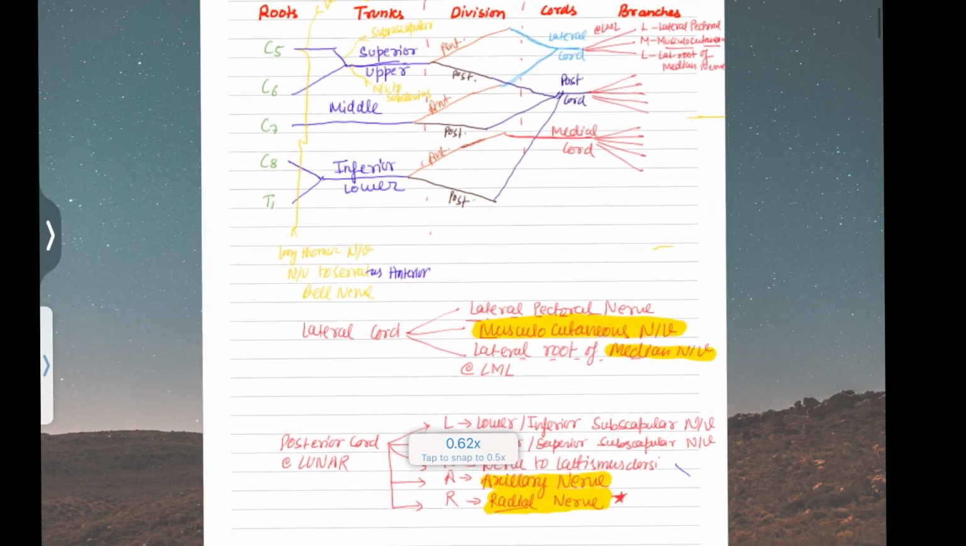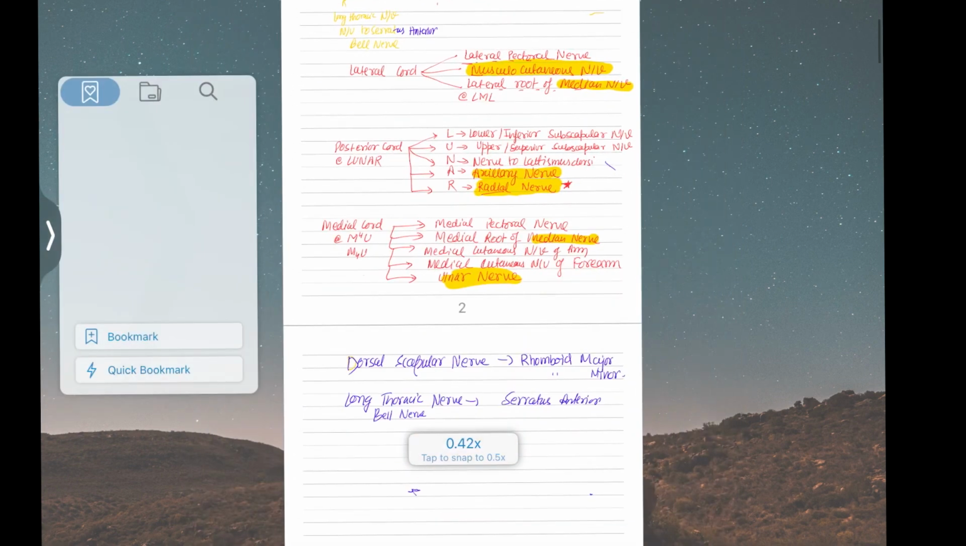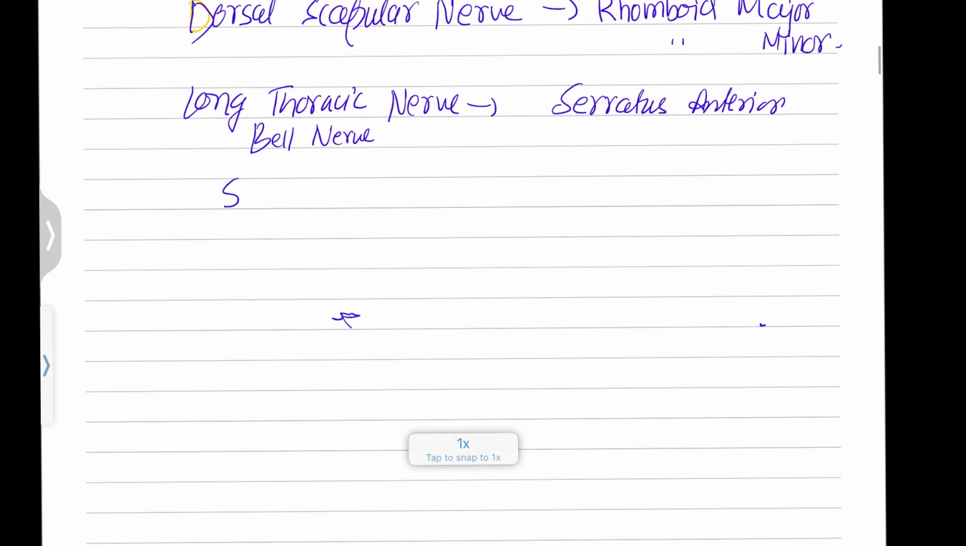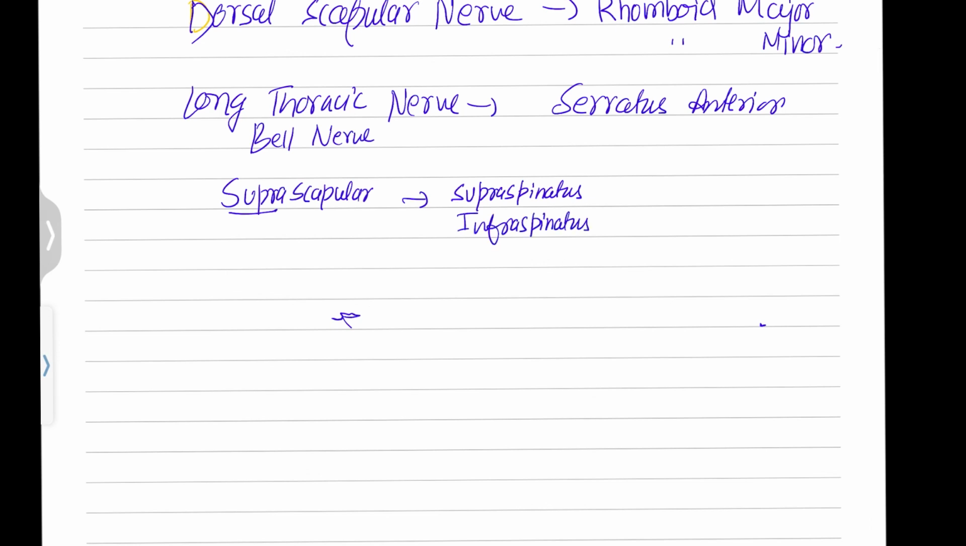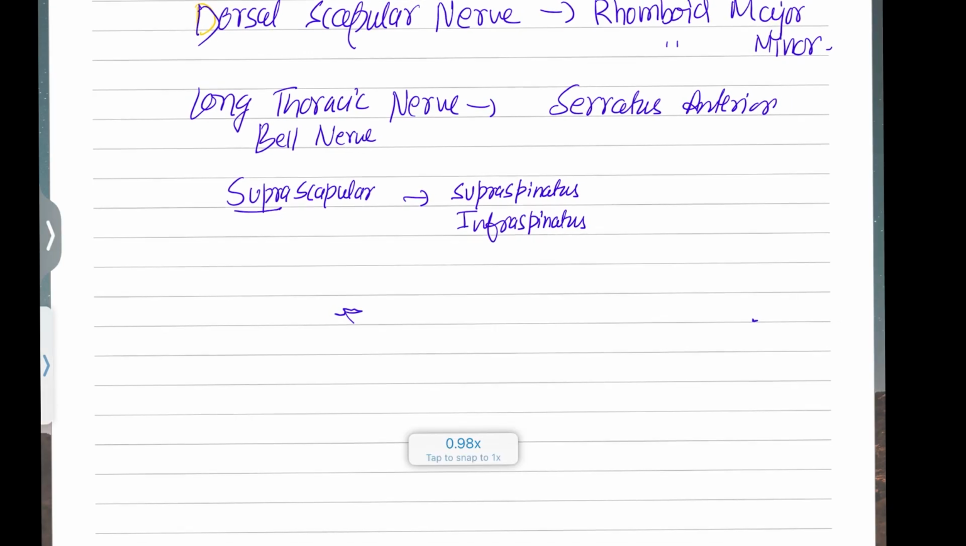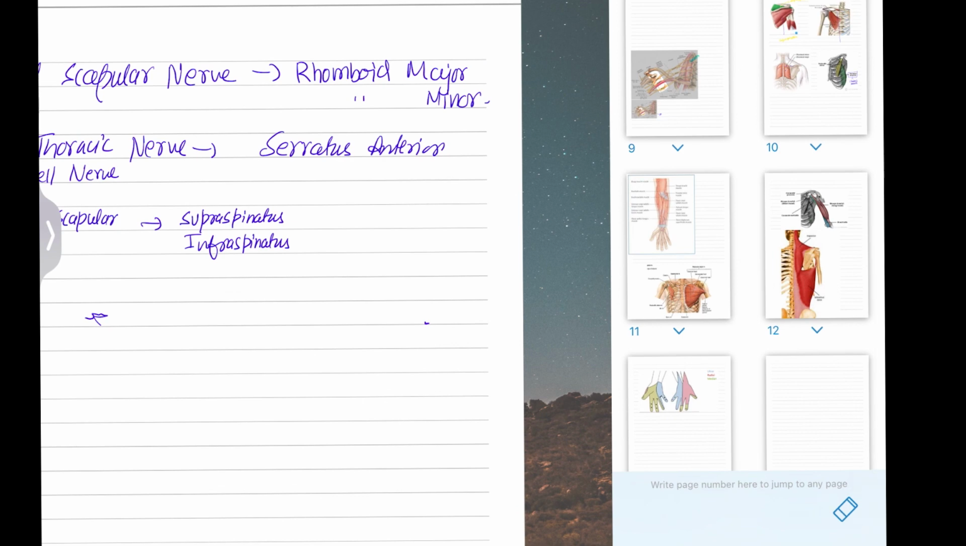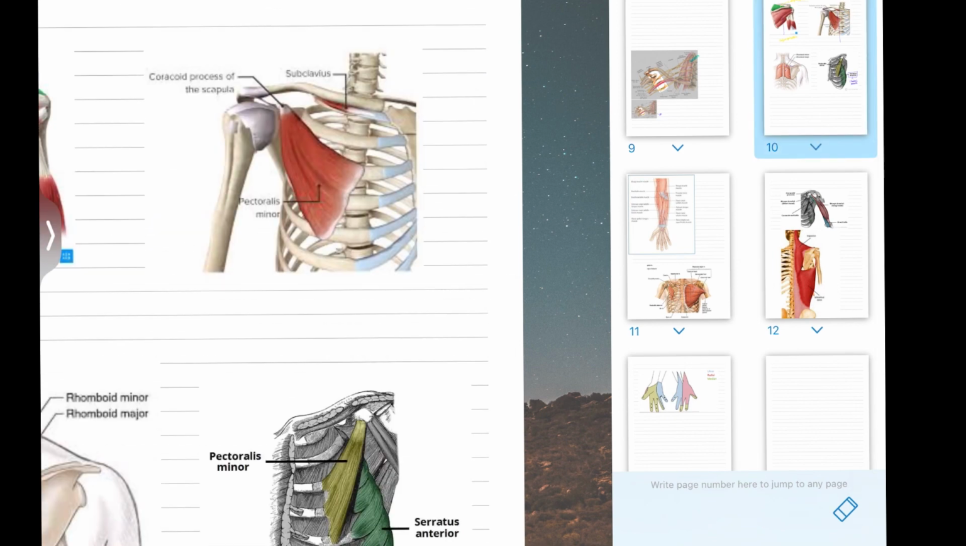See, this other one is the suprascapular. It will supply the supra, meaning supraspinatus, and the infraspinatus. Supraspinatus and the infraspinatus. Another, let me show you the muscle first. Yeah, here it is.